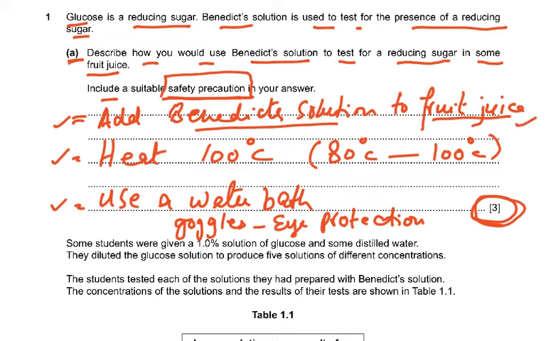1 mark was for the Benedict's and the fruit juice. Second mark was for heating. Third mark was for a water bath. So if you said heat in a water bath in one sentence, you would get your 2 marks.